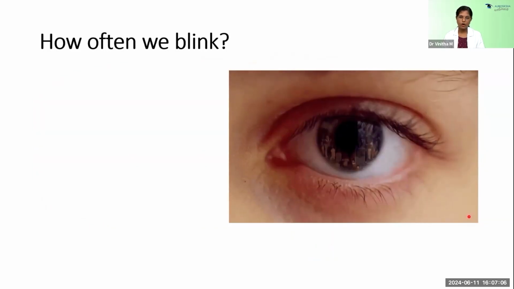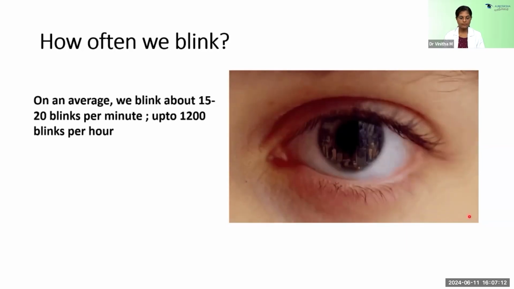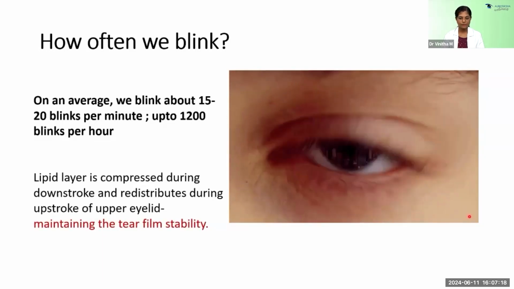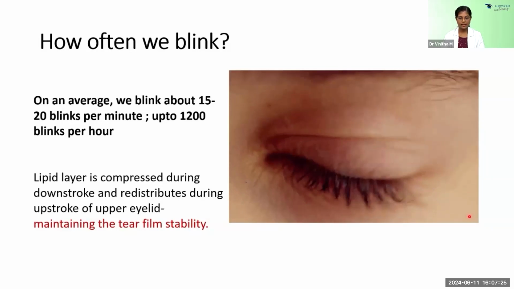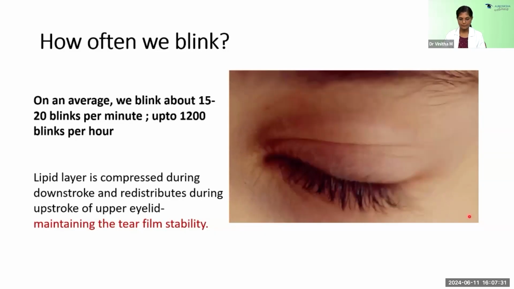Have you thought about how often we blink? On an average, we blink about 15 to 20 blinks per minute, up to 1200 blinks per hour. Let's see what happens during blinking. The tear film lipid layer, which is the superficial most layer, gets compressed during the downstroke and redistributes during the upstroke of the upper eyelid.